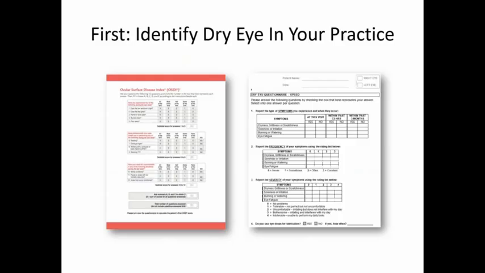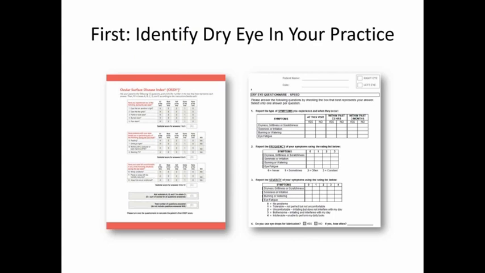And I believe in many cases reverse the progression as well. So the first step, and I think the most important, is identifying the patient, and we use a survey similar to this, an OSDI or the SPEED survey. Both are available online, and at no cost.